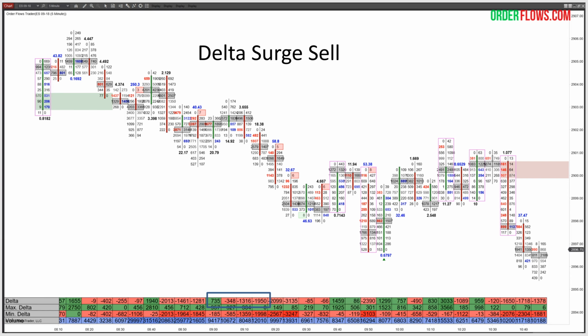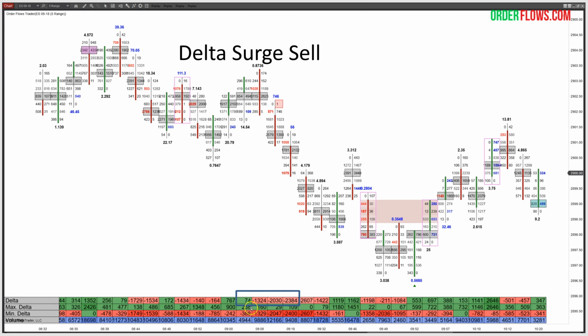So that's the sell. Another example, 74, then minus 1324, minus 2030, minus 2384. And the market is selling off, keeps going on. You get the little pullback and then the push lower down into a new low down here.